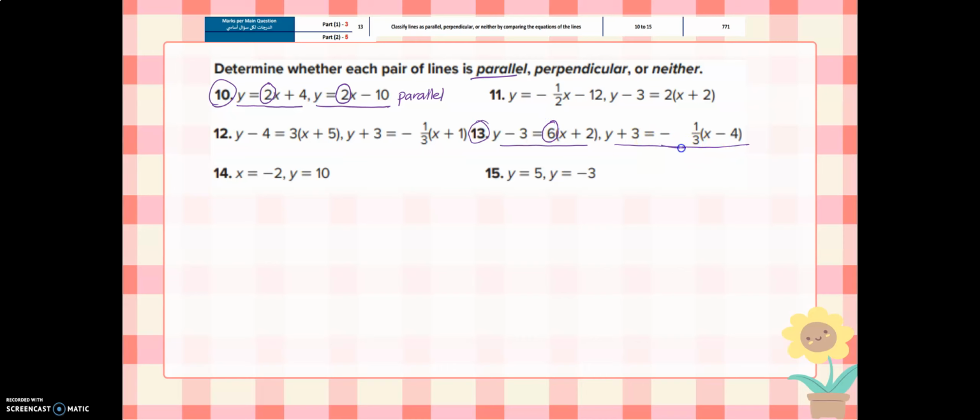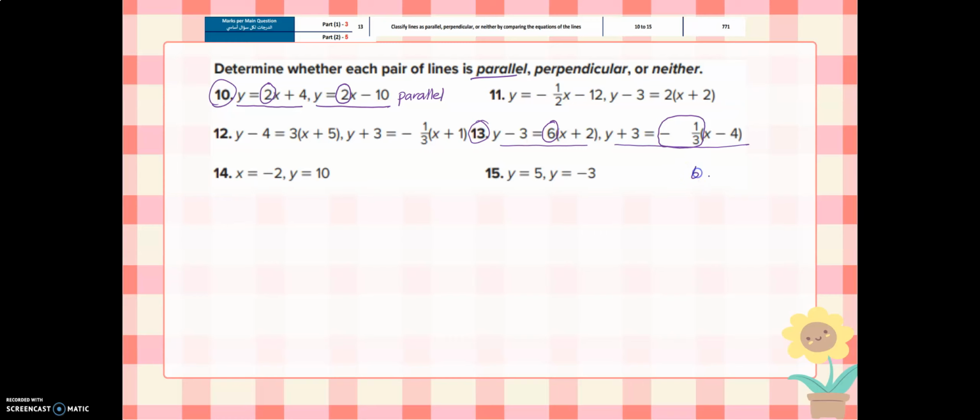And then the slope of this is negative 1/3. Okay, so negative 1/3 and 6, definitely they are not the same. That means the lines are not parallel. What if we have to multiply them? Will they get a product of negative 1?